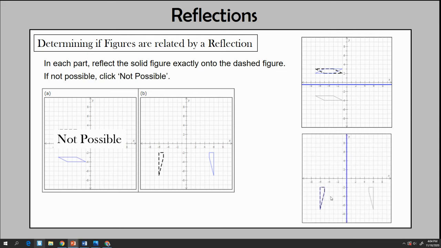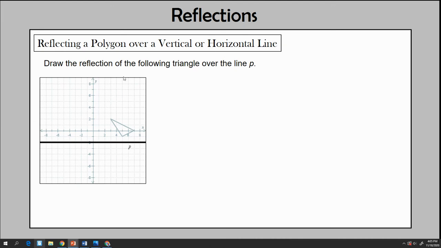That's an exact mapping. Okay, it's an exact reflection. So this pre-image is this image when reflected over the y-axis. So that one, yes, it is the exact same. They are related by a reflection, and that reflection would be over the y-axis. Okay. Draw the reflection of the following triangle over the line P.